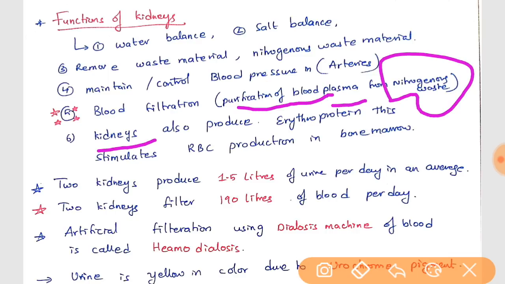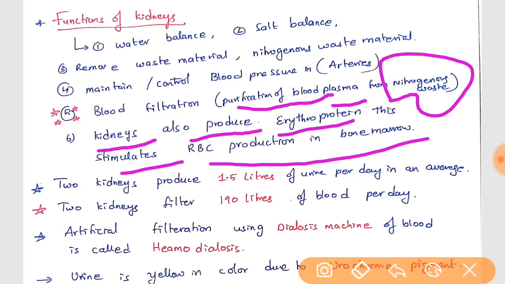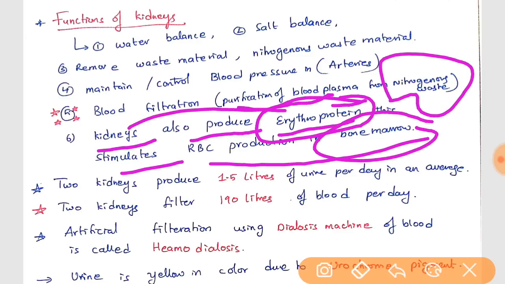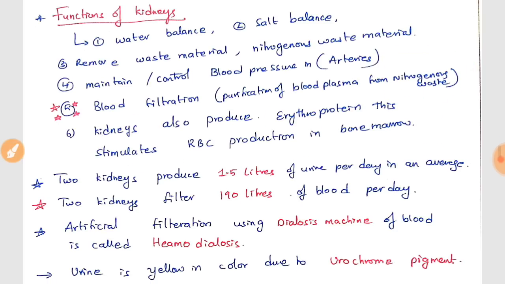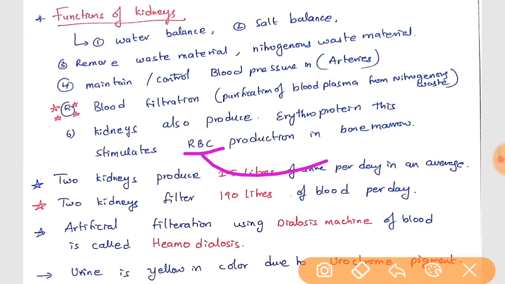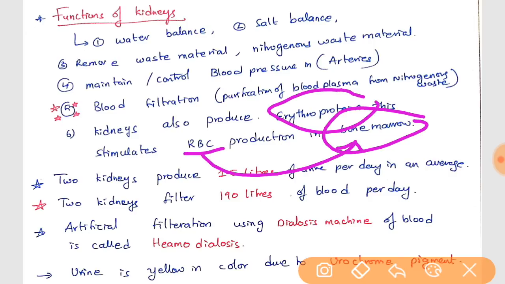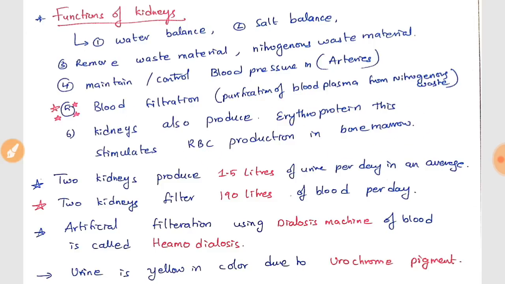So kidneys also produce erythropoietin. This stimulates RBC production in bone marrow. So you should remember, erythropoietin, which is responsible for producing RBC in bone marrow, is produced by kidneys. See friends, RBC is not produced in kidneys. RBC are produced in the bone marrow, but to stimulate the production, erythropoietin is required. Erythropoietin is indeed produced by kidneys, so no need to confuse.